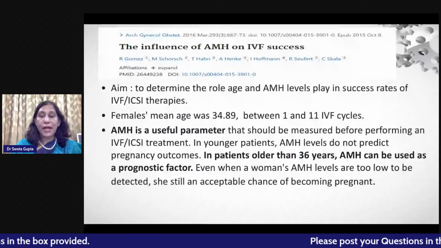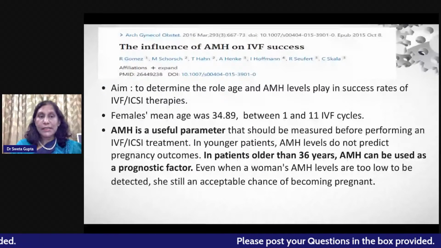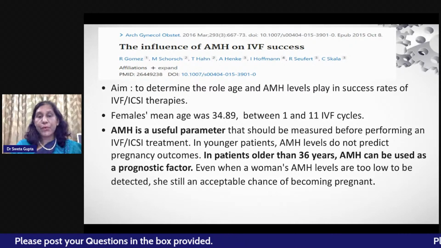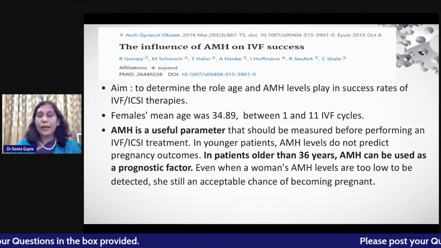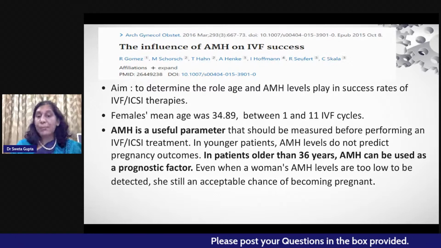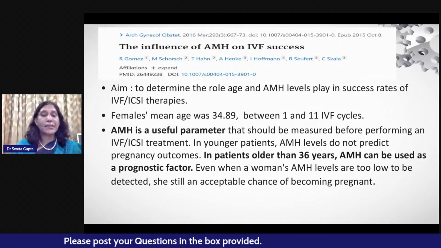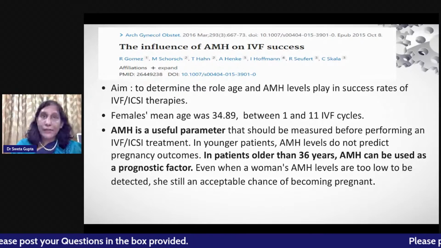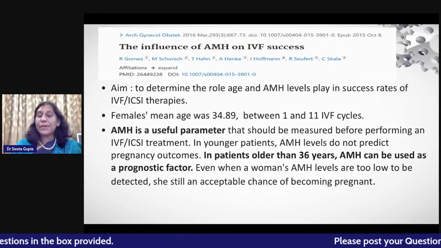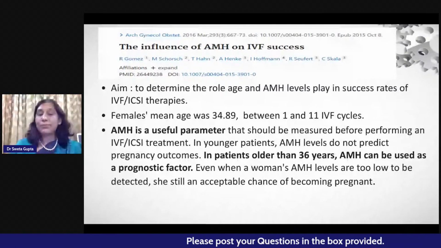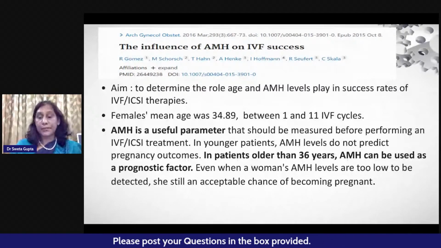So there is an influence of AMH on IVF success, and in this study by Gomez et al., they said that it's a very useful parameter that should be measured before performing an IVF. In younger patients, AMH levels do not predict pregnancy outcomes, but in patients older than 36, AMH can be used as a prognostic factor. And even when a woman's AMH is too low to be detected, she still has an acceptable chance of becoming pregnant.